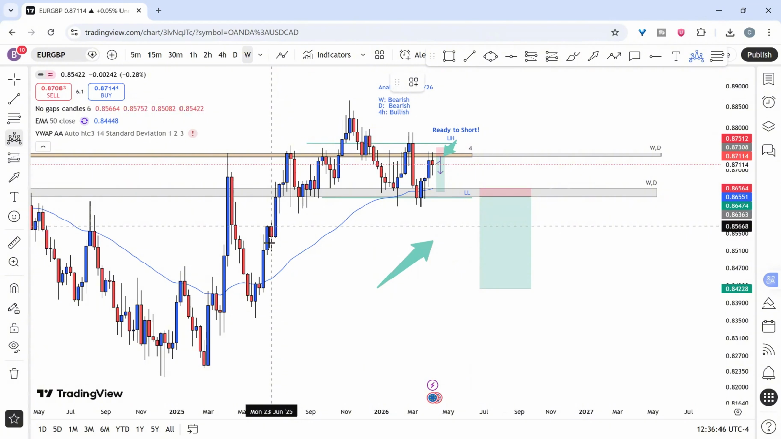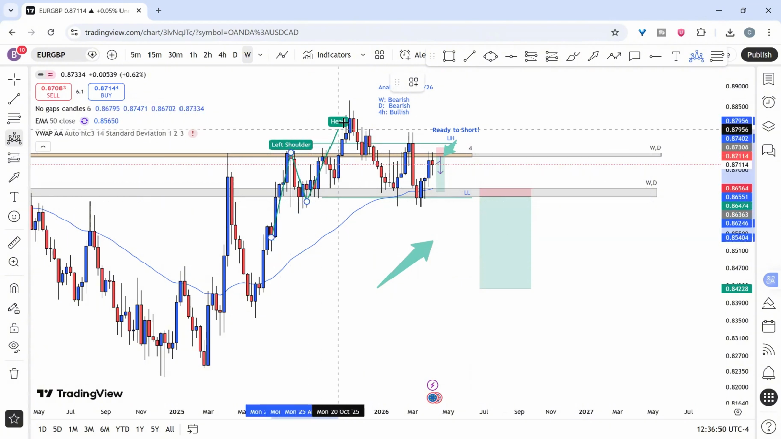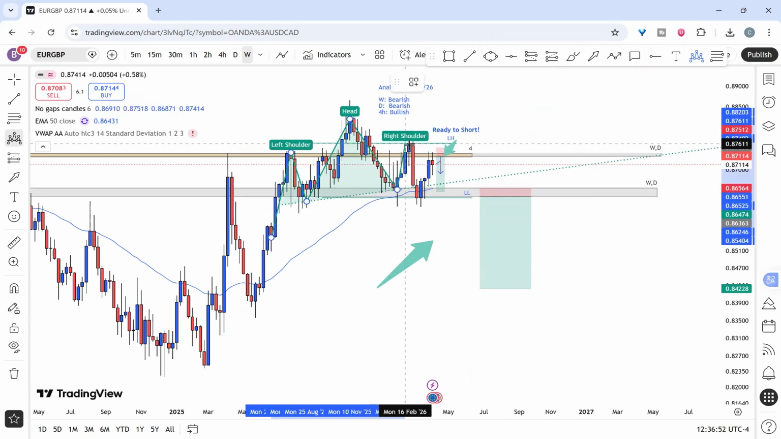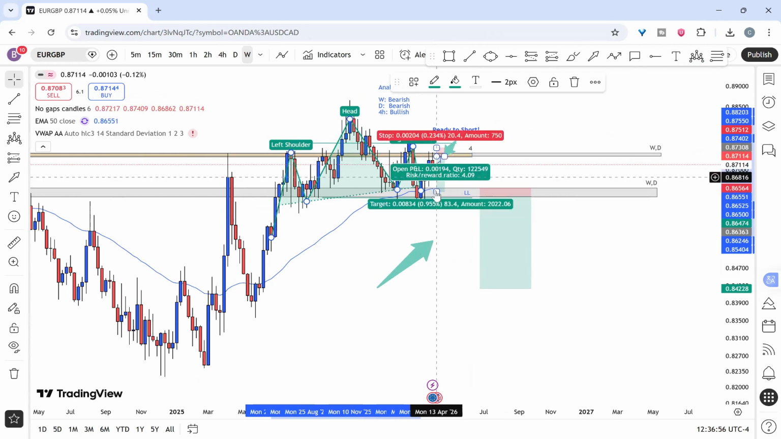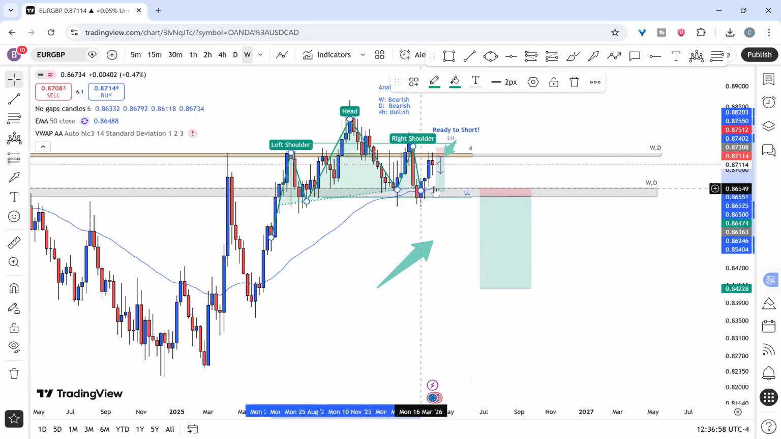Okay, so we can start literally from here. We get the shoulder, and we get a head, and we get a shoulder, and then it wants to bounce back up. And then once it really truly breaks and gives me a retest and it really holds up at the resistance level, then we can sell.